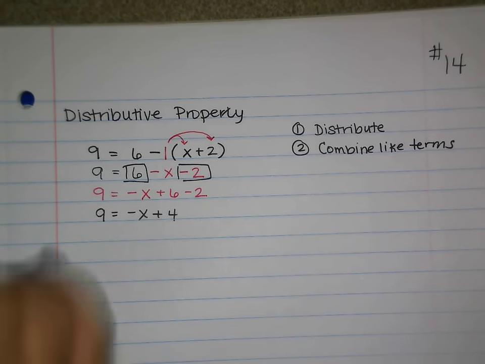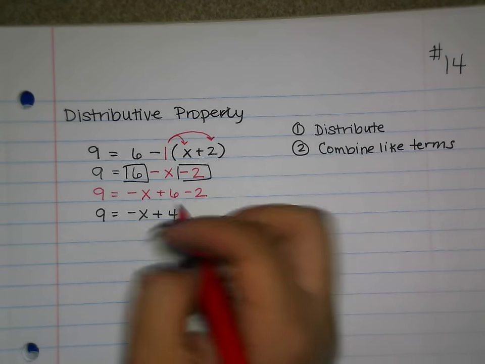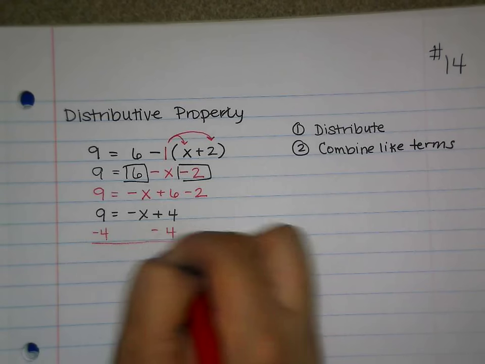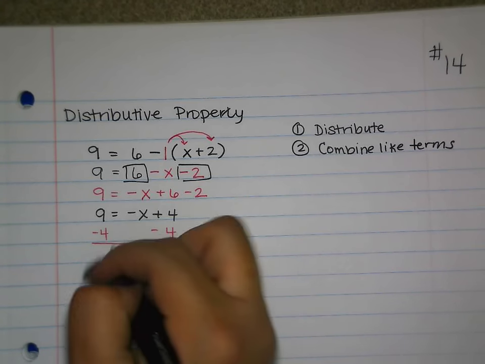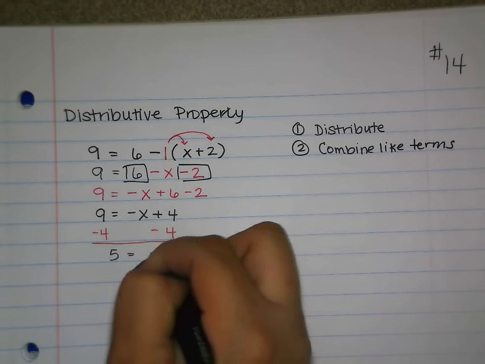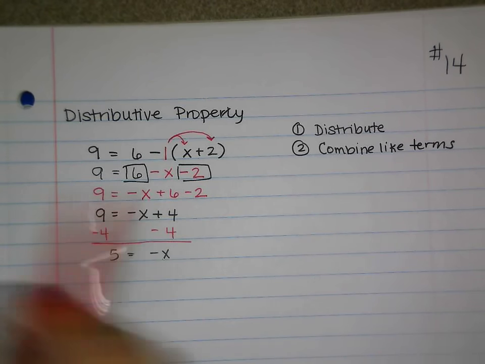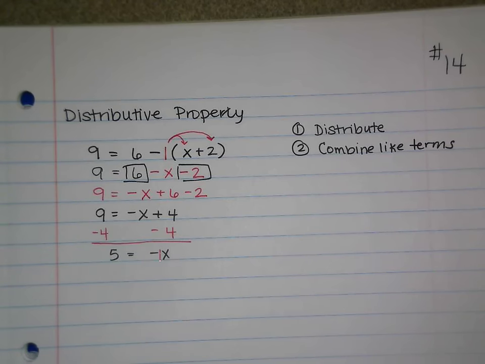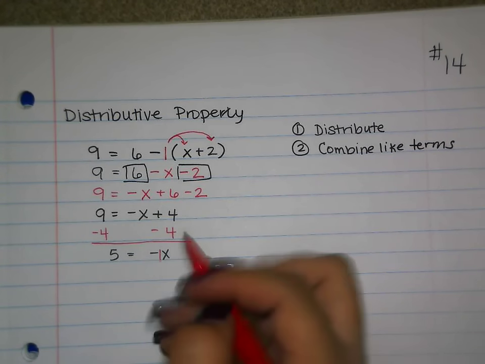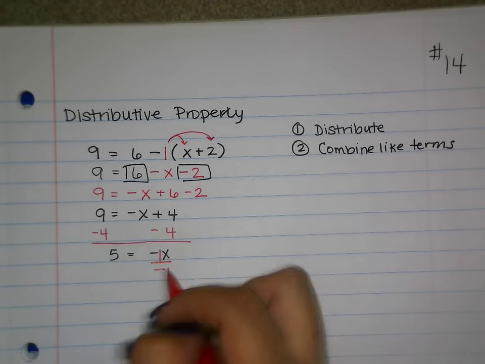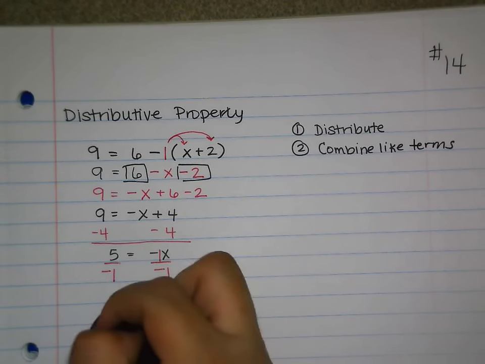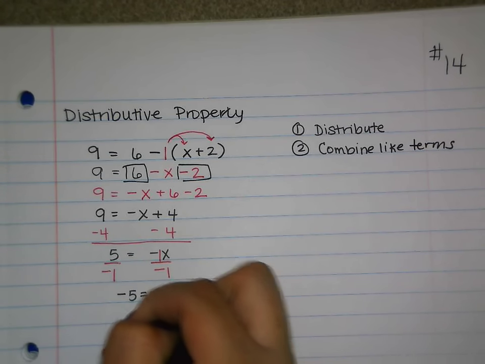Now we can go ahead and finish this out by subtracting 4. That's going to leave us with 5 is equal to negative x. Remember, we just talked about having that imaginary number that we don't write, but it's there. So that's the same as saying negative 1 times x. So we're going to divide both of the sides by negative 1 to get rid of that negative sign, leaving us with negative 5 is equal to x.